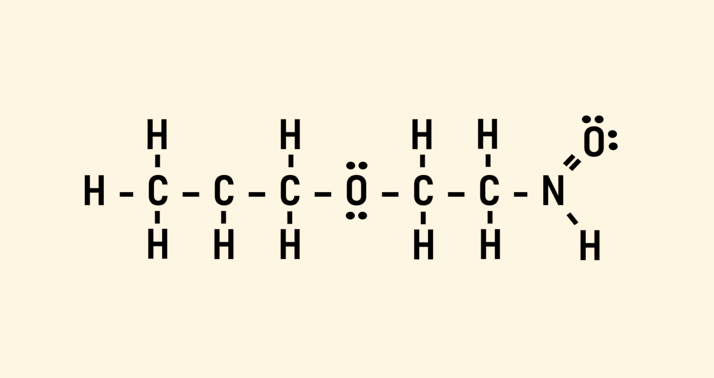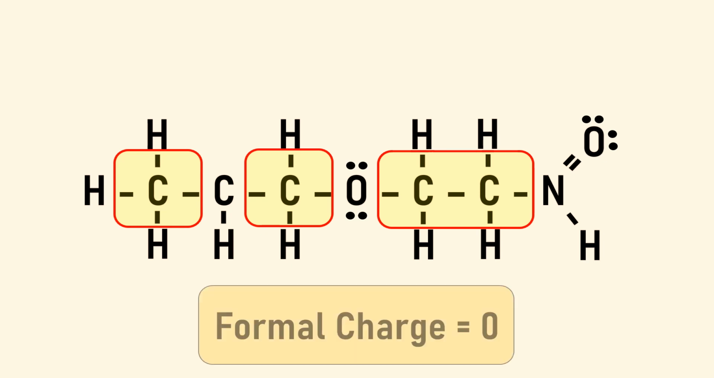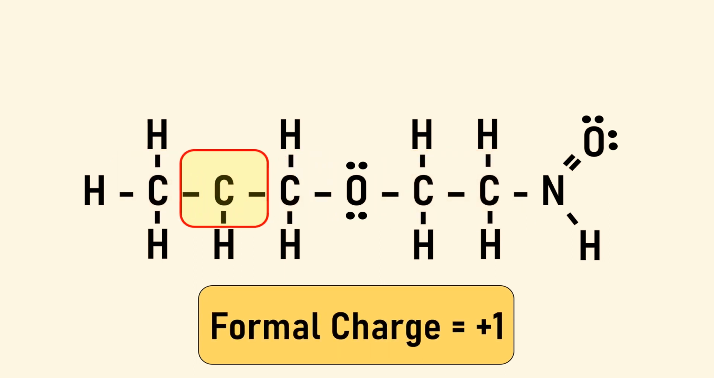I'll start with the carbons. First, I'll note that these carbons all have 4 bonds. Thus, they carry a formal charge of 0. But this carbon looks different. It has 3 bonds and no lone pairs. It has a formal charge of +1.